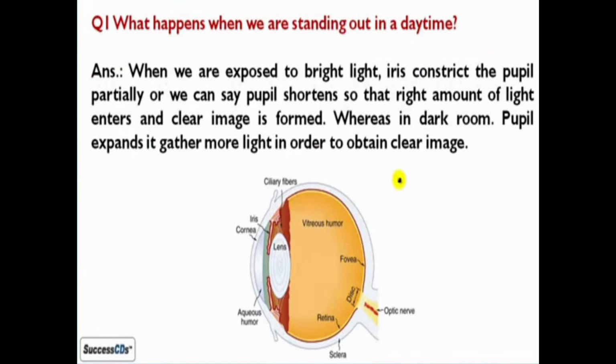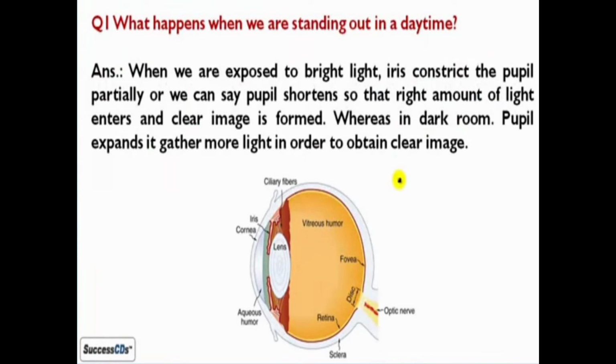As I told you earlier also, whenever we are standing in sunlight, the iris constricts, it contracts the pupil partially, or we can say the pupil becomes short, so that the right amount of light can enter and a clear image is formed.